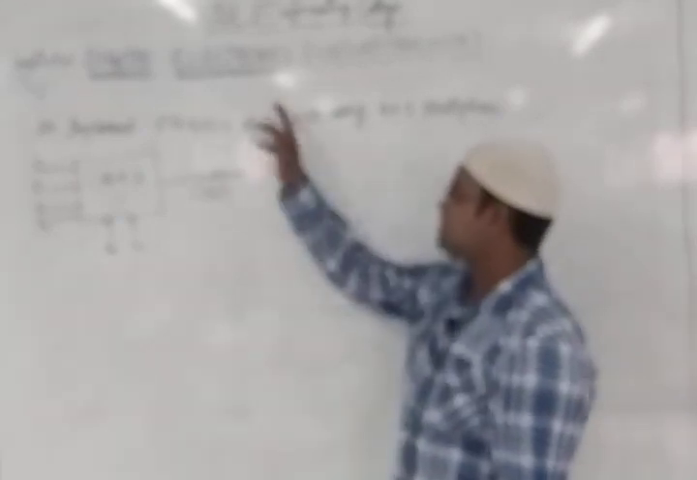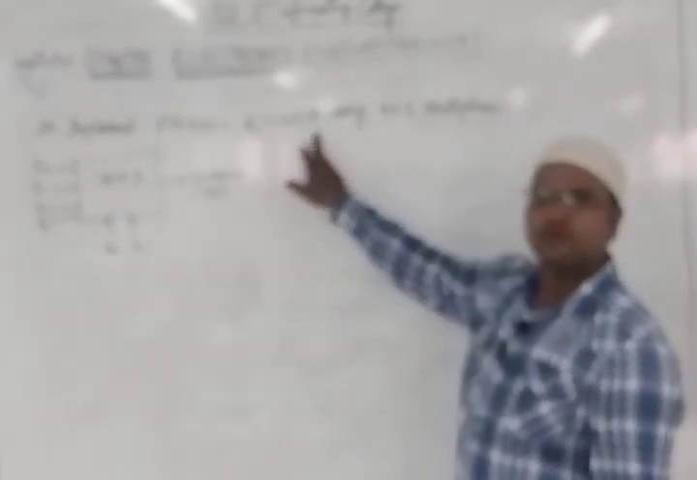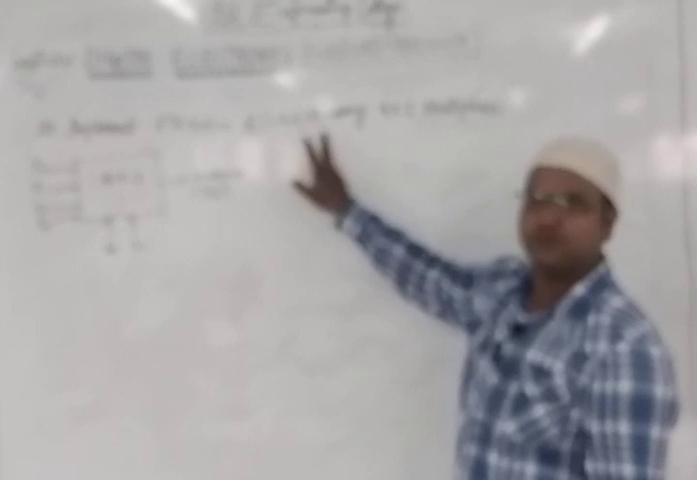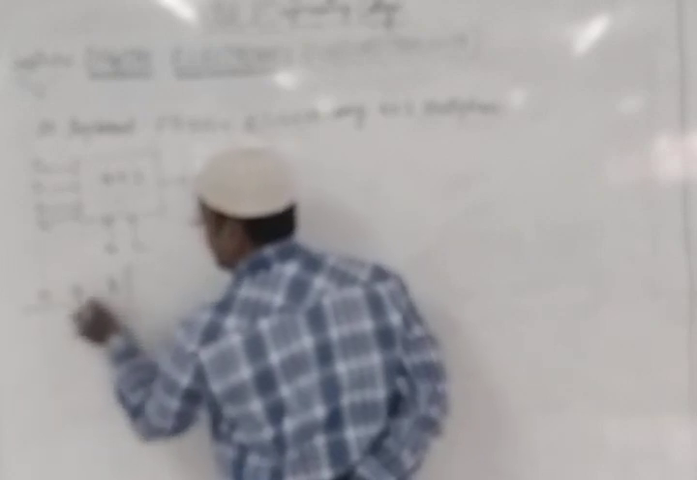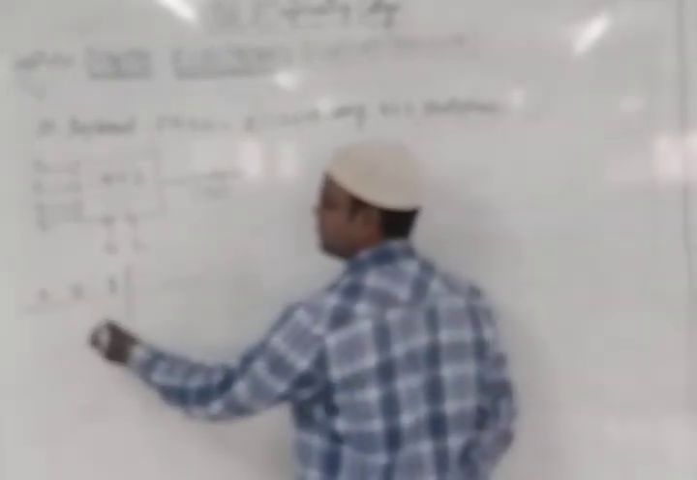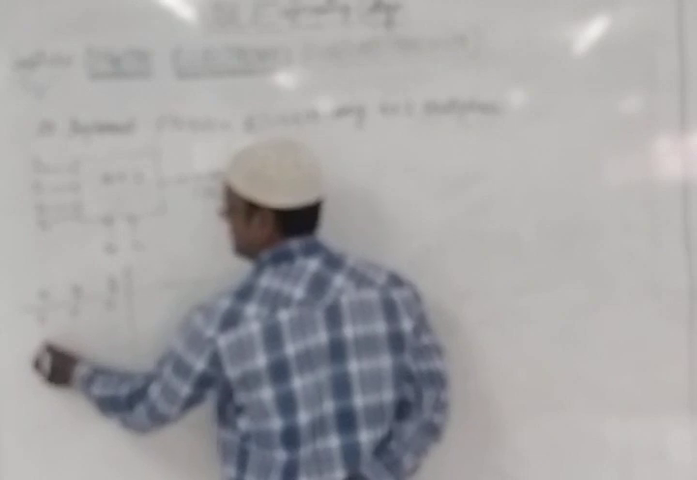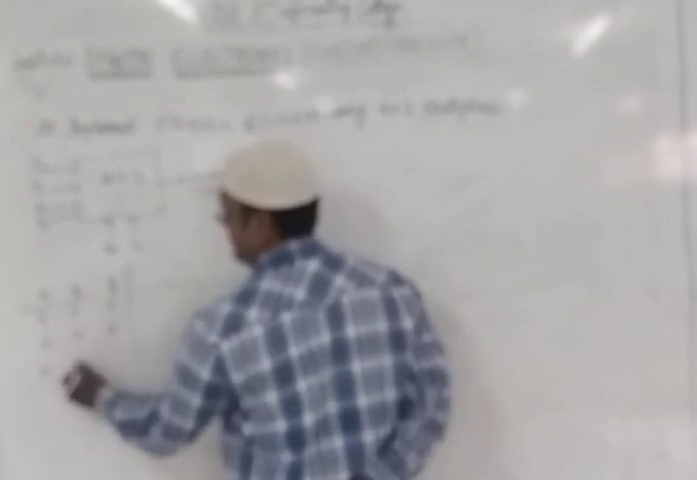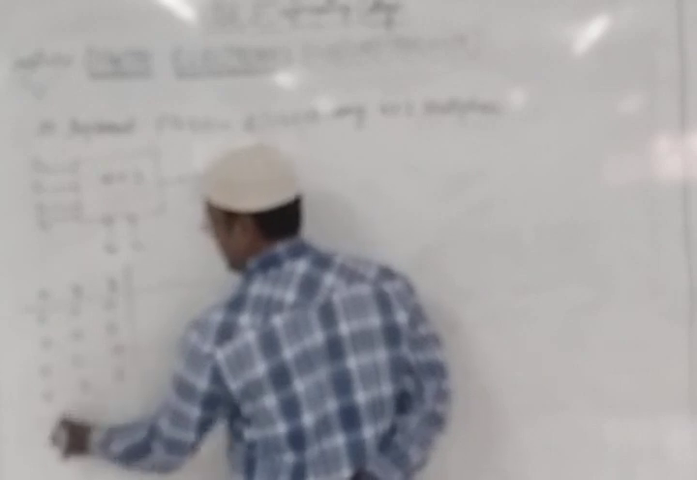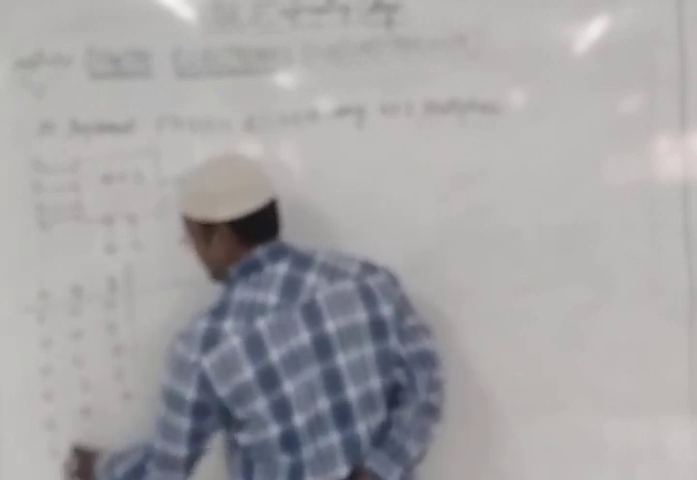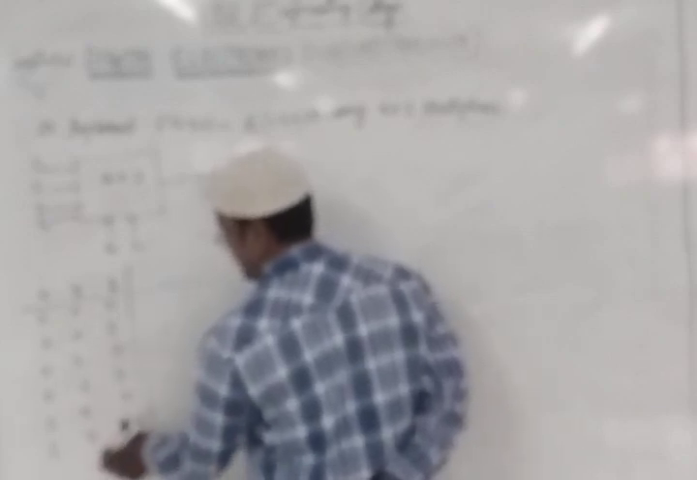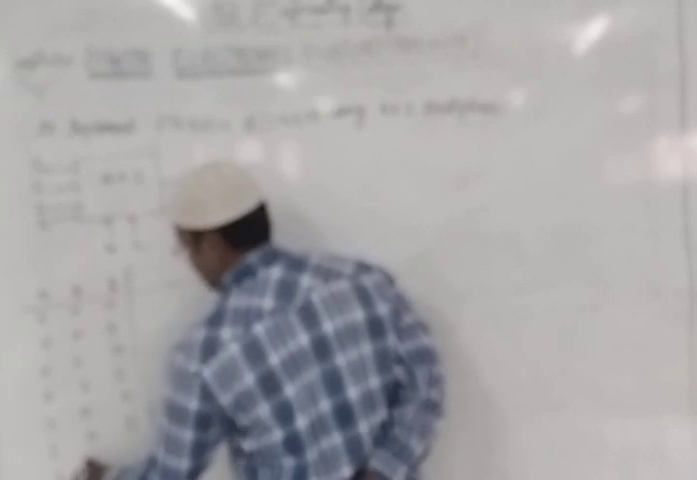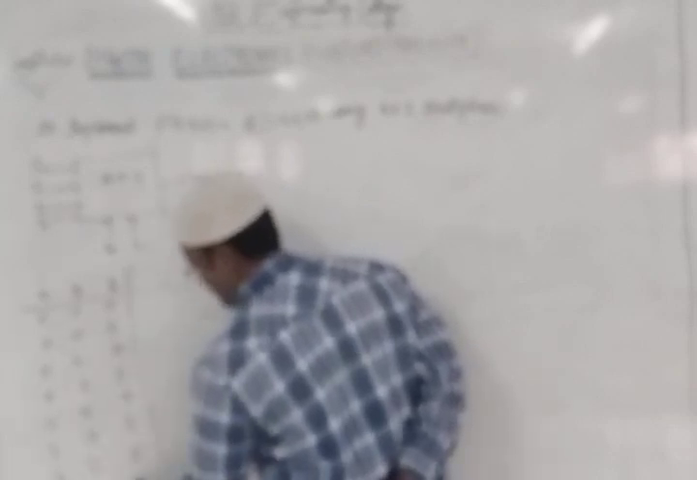So how many variables did they give? The minterms are 1, 2, 6, 7, so the range is 0 to 7. That means it should have 3 input variables. Suppose I assume those inputs are x, y, z. These are my 3 inputs. What are the values of the 3 input combinations? 0 0 0, 0 0 1, 0 1 0, 0 1 1, 1 0 0, 1 0 1, 1 1 0 and 1 1 1. So we took the input combinations.